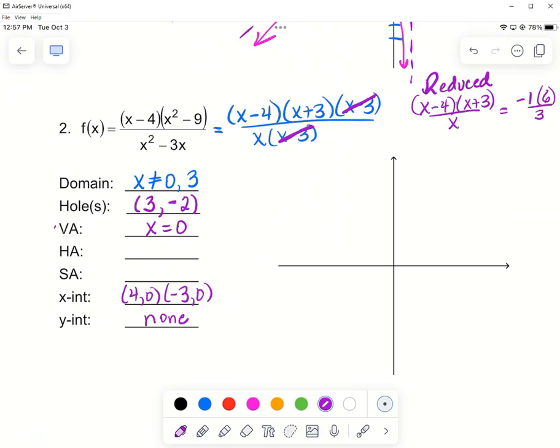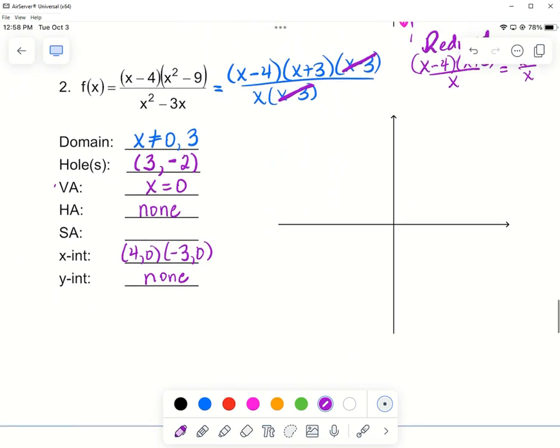Now for the HA, you can either look at the reduced version or the original, but either way, I'm going to do the reduced. The things are smaller. I have x squared over x. Do you notice that I have x squared over x as the highest powers? So I don't have an HA. Once again, it's bigger on top, so it's no HA. It is bigger by 1, so there is a slant. So I am left with doing some long division.